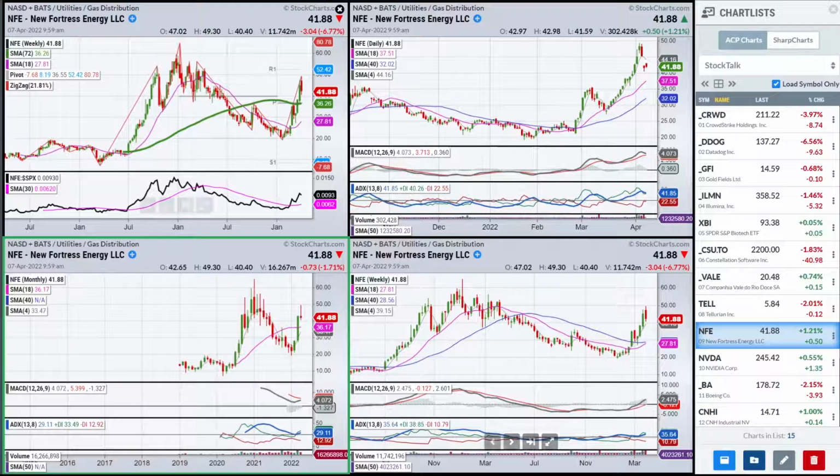NFE. Really strong move to the upside. Look at this move off the bottom. You see that strength? You see this move? You see the MACD improving? I think those are all really bullish signs that I want to be watching this.